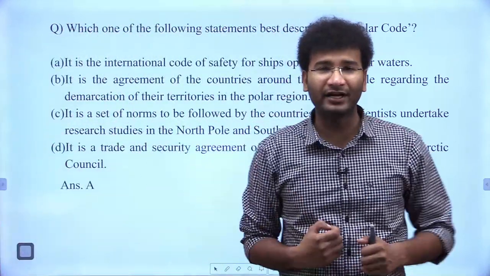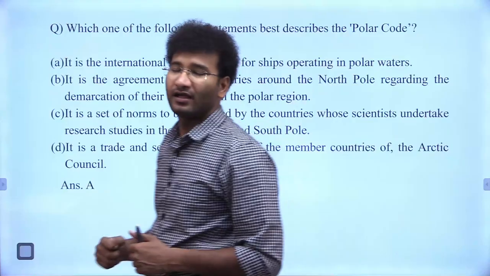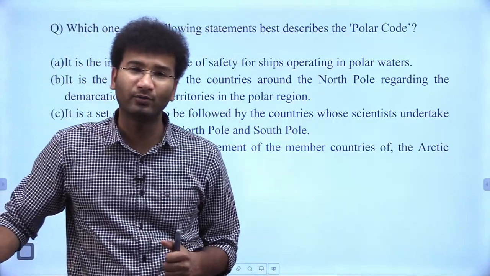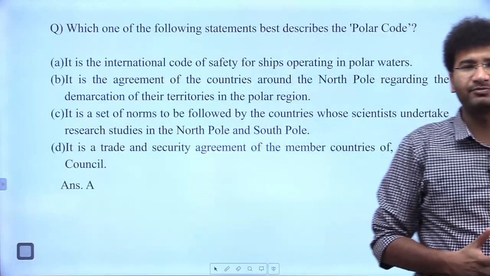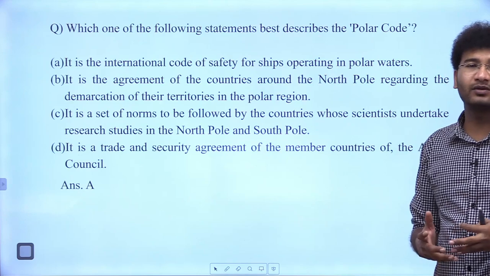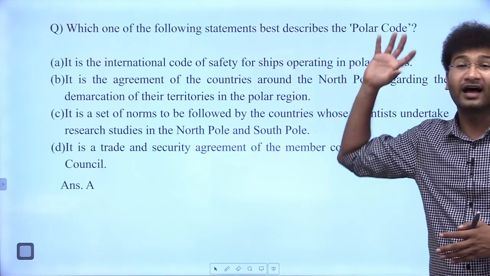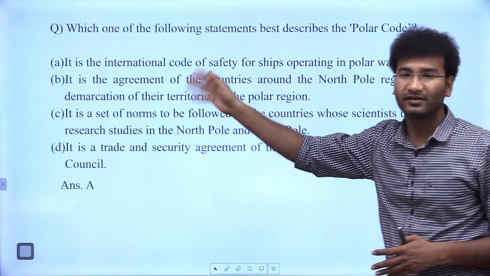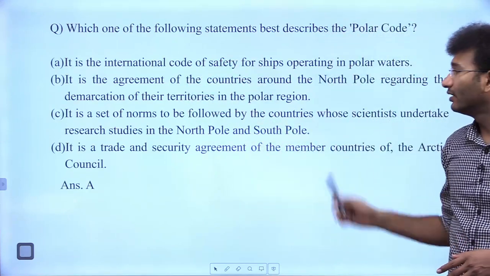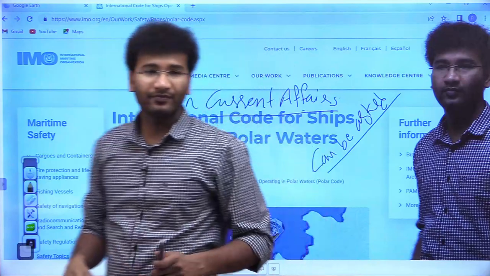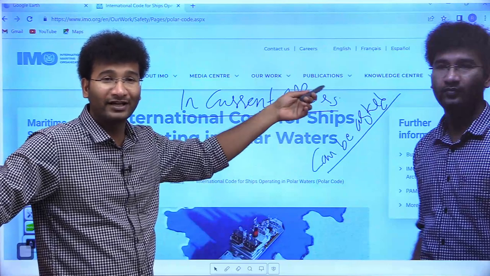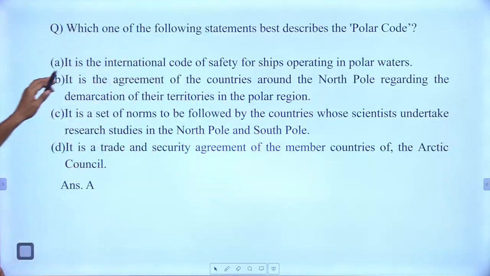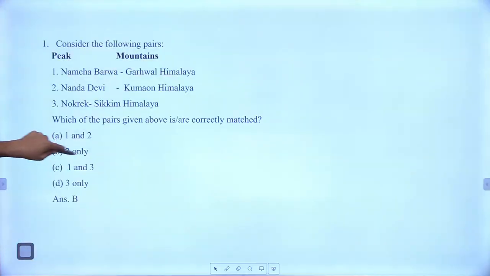And this was my favorite question, because the day I discussed it, I was pretty sure it was going to be in the examination, because there's a polar code for the first time. There's so much pressure that has been put on this polar code, and India's Arctic vessel, one vessel that was part of this, has to apply those norms. Now, what exactly is a polar code? I've told you that current affairs can be asked, and this is the same dress I'm wearing, so it was almost a couple of months back. Which of the following statements best describes the polar code?